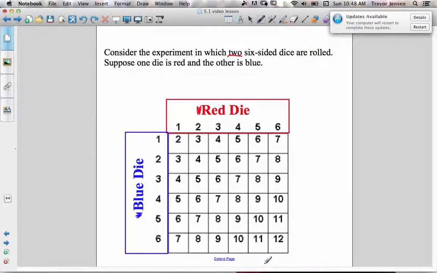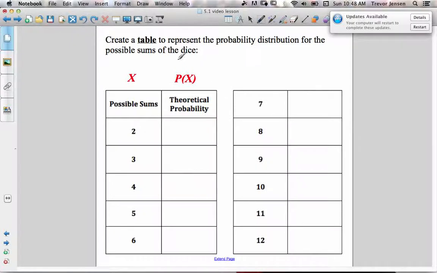So if I want to make my probability distribution, in my left-hand column, for the values of x that may occur, that would be the possible sums I could have. I could get a sum of 2, 3, 4, 5, 6, 7, 8, 9, 10, 11, or 12.